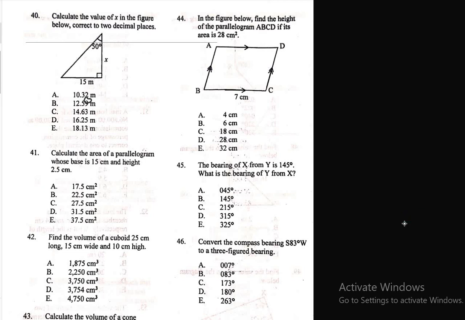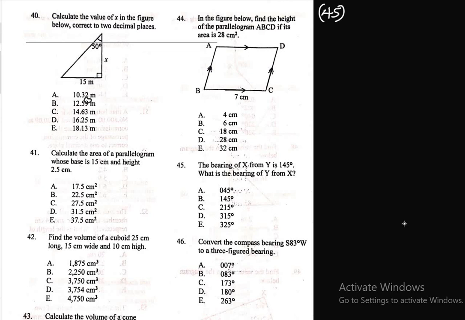Question number 45 is bearing. So you can look up other questions like the first lesson, 1 to 24, and the second lesson, 25 to 44. To complete the paper, that's why we are starting from 45. The question says, the bearing of x from y is 145 degrees. What is the bearing of y from x?